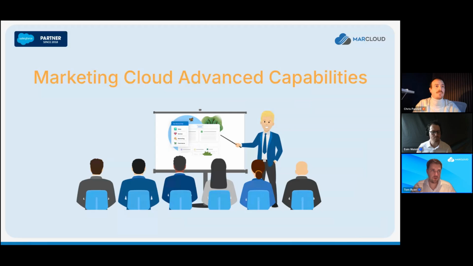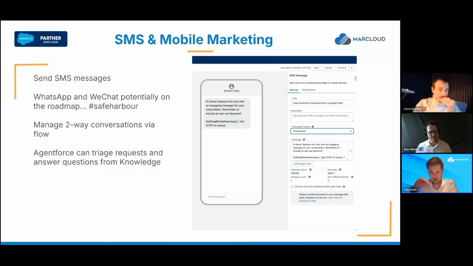Moving swiftly on to probably the reason why you came, and that is the Marketing Cloud Advanced capabilities. So this is a fun bit. First off, SMS. SMS has been notoriously difficult in account engagement previously, much easier in engagement. But the cool part of this is the two-way conversations via Flow. It's that ability for someone to text in a support request or a question or a sales inquiry, and for you to automatically manage that request via automation.